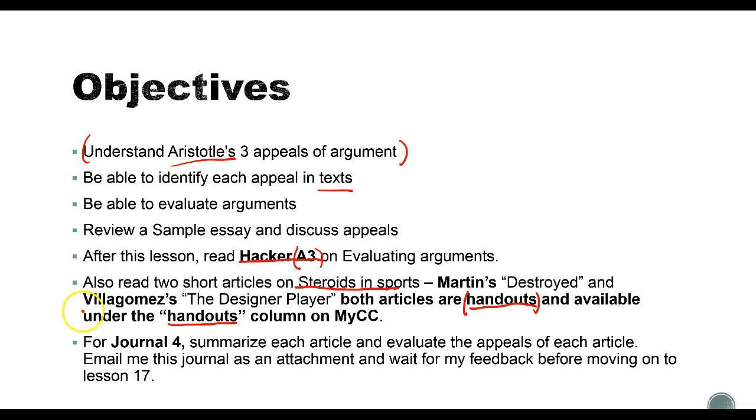After you read them, I want you to complete Journal 4. So for Journal 4, I'm going to have you summarize each article and evaluate the appeals of each article based on what you learn in this lesson and what you read in Hacker. So then I want you to email me this journal as an attachment and wait for my feedback. I'll try to get back to you as soon as possible, hopefully within a day. Once you get my feedback on that journal, if you get a 3 or 4, move on to lesson 17. So let's get into it.